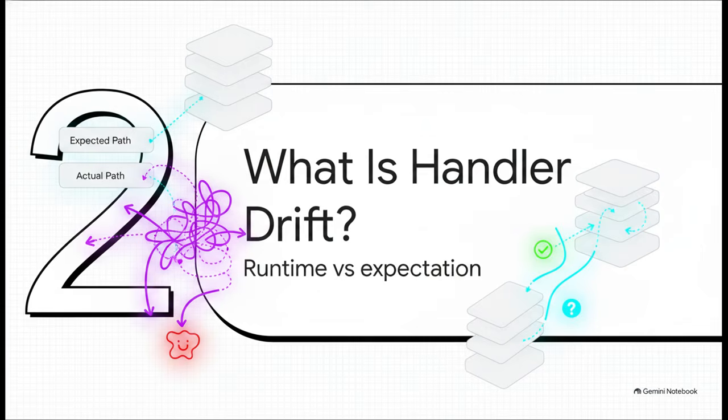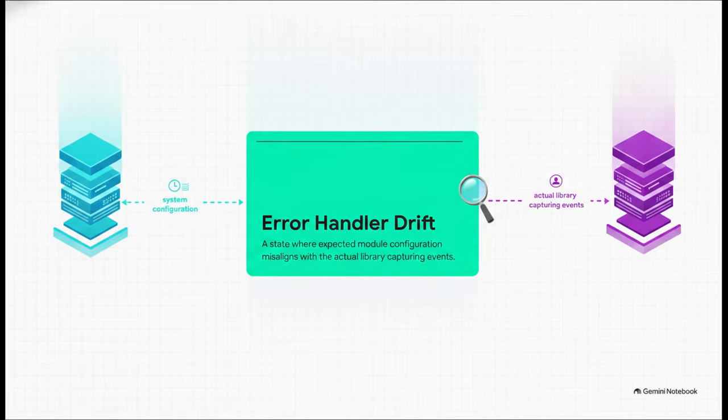What is handler drift? Before we can fix the bug, we kind of need to understand the suspect. Think of handler drift like a bouncer at a club. The system expects one specific bouncer at the door based on the schedule, but when you walk up, a completely different person is checking IDs. Error handler drift is that exact state where your expected module configuration totally misaligns with the actual library capturing events down at the PHP runtime level. The system expects one thing, but PHP is doing another.